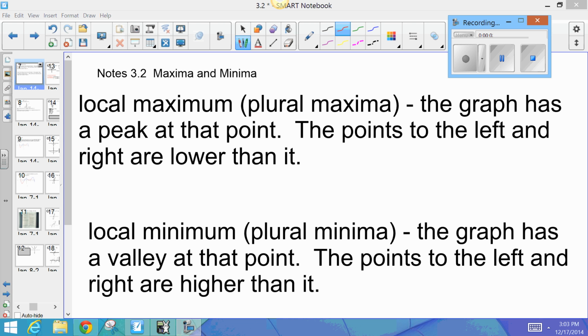This is pre-calculus, notes on section 3.2, maxima and minima. And we're starting with the definition of the words maxima and minima.